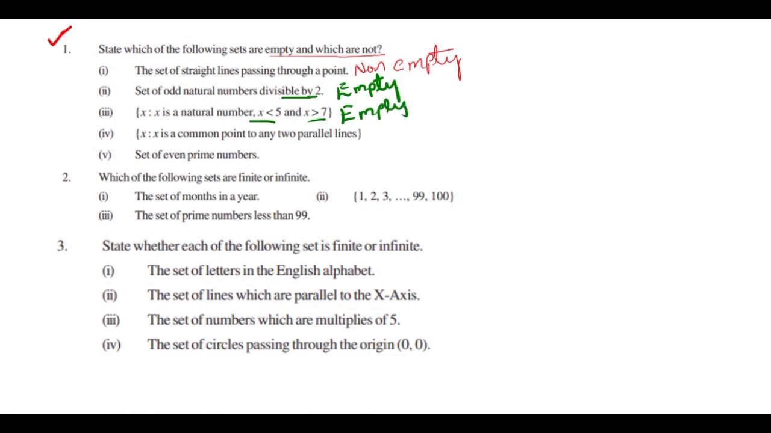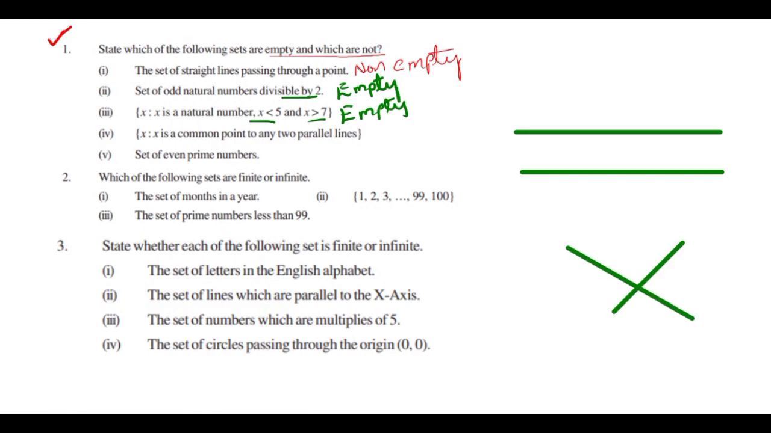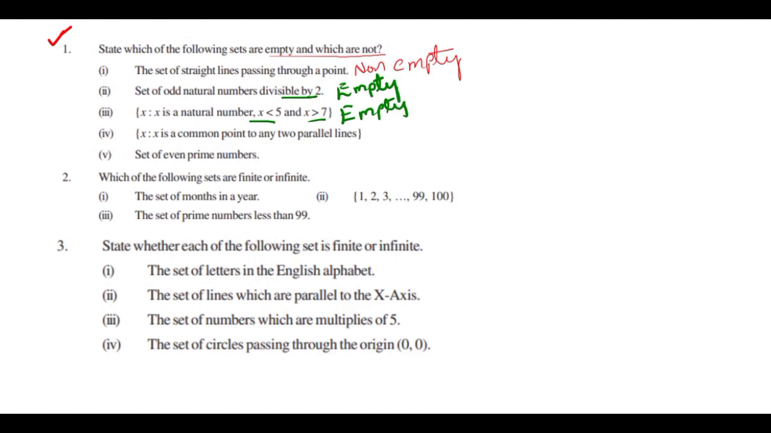Okay, the next one, the common point to any two parallel lines. Yes, I am going to draw the two parallel lines now, like this. Can you find out any common point between these two? No, we can't find. If we have an intersecting line like this, then here we have a common point, this one. But the question is asking about parallel lines. On parallel lines you can't find a common point, so it is a null set, or empty set.